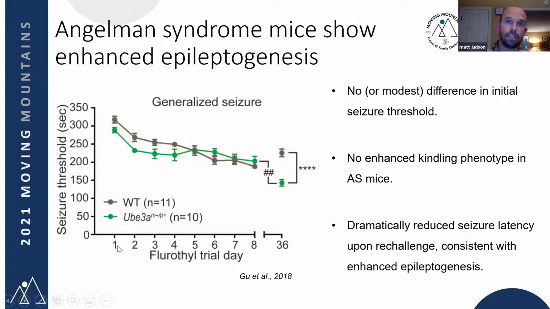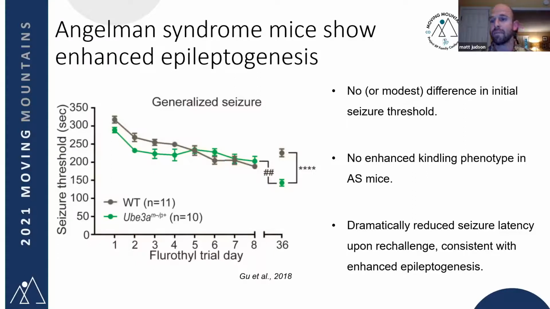So plotted on the x-axis here is the Flurothyl trial day, which I just explained to you in the schematic. And plotted on the y-axis is the seizure latency. So specifically just the time it takes for a mouse to exhibit a seizure once Flurothyl is delivered. And as you can see, while Angelman syndrome mice, which are represented by the plotted green line here, show a modest reduction in seizure threshold on day 1, there's really no difference in their kindling slope. But nevertheless, upon re-challenge, so after that month off that I explained, they are exhibiting a dramatically heightened sensitivity to Flurothyl, which is consistent with their having an enhanced propensity to develop epilepsy.